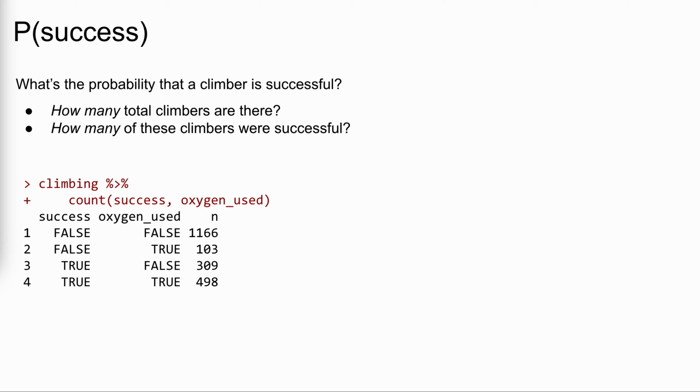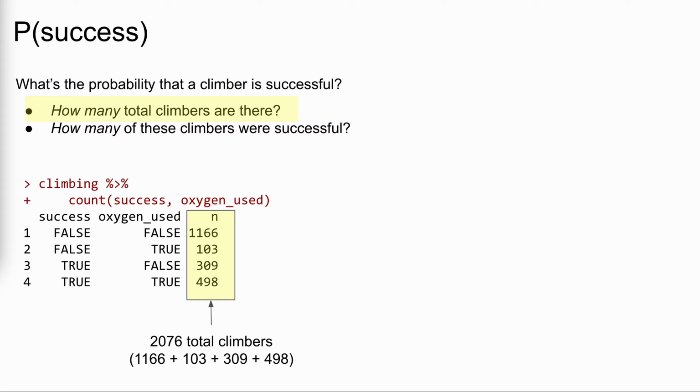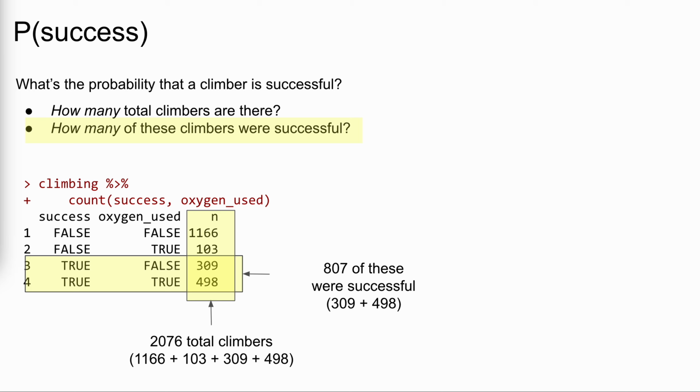To begin, we can obtain the total number of climbers from the column of counts n. Adding up the number of climbers that fall into each success and oxygen group, there are 2,076 total climbers. Among these climbers, the two bottom rows represent climbers that were successful. In total, there were 807 successful climbers, 309 of whom did not use oxygen, and 498 that did.